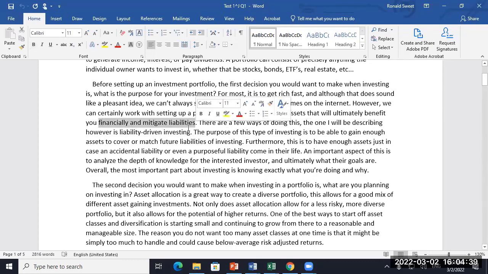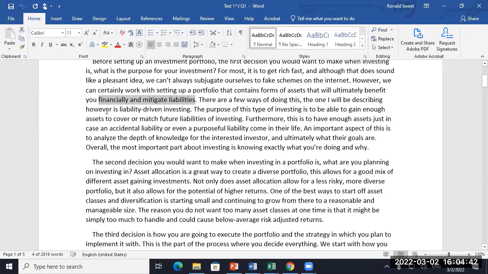Mitigate liabilities. We talked about that. Liability-driven investing purposes: investing to be able to gain enough assets to cover and match liabilities. Furthermore, having enough assets in case an accident liability or even a purpose liability comes later in life. That is a good answer.